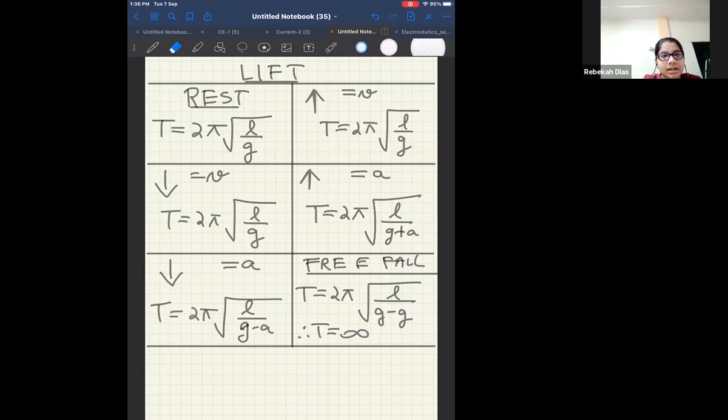So it means that whenever acceleration comes, only then the formula will change, no? Correct. Whenever acceleration comes, only then. Otherwise, if it's constant velocity, then the formula remains the same. Okay, sir. Thank you.